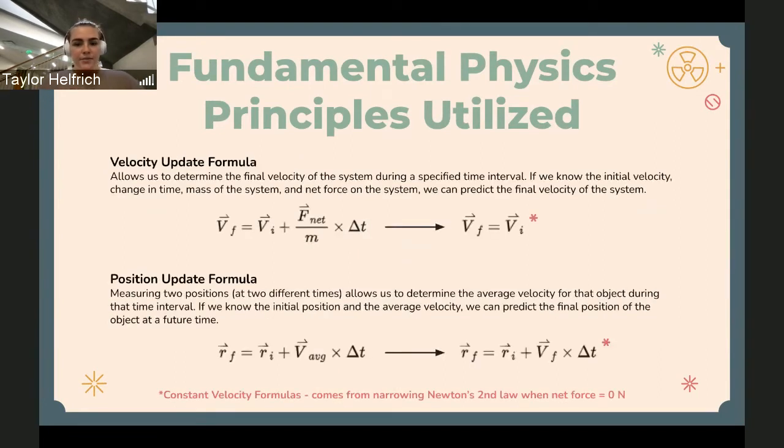And the other formulas we'll use are the velocity update formula, which allows us to predict the final velocity if we have data for the initial velocity, the net force, the mass, and the change in time. And the same with the position update formula: we can predict the future position if we have the initial position, the average velocity, and the change in time. And as you can see, there's a simplification of the formulas when we have an average net force of 0, which makes this a little bit easier.